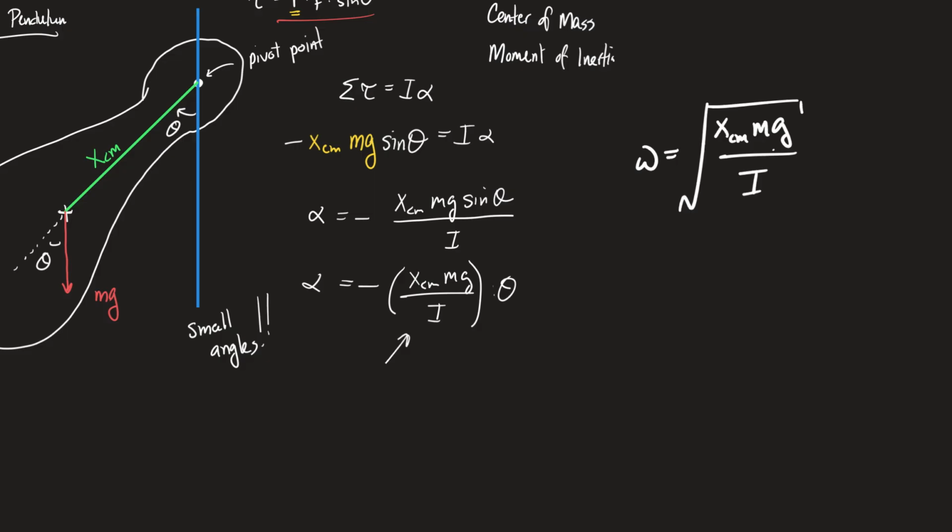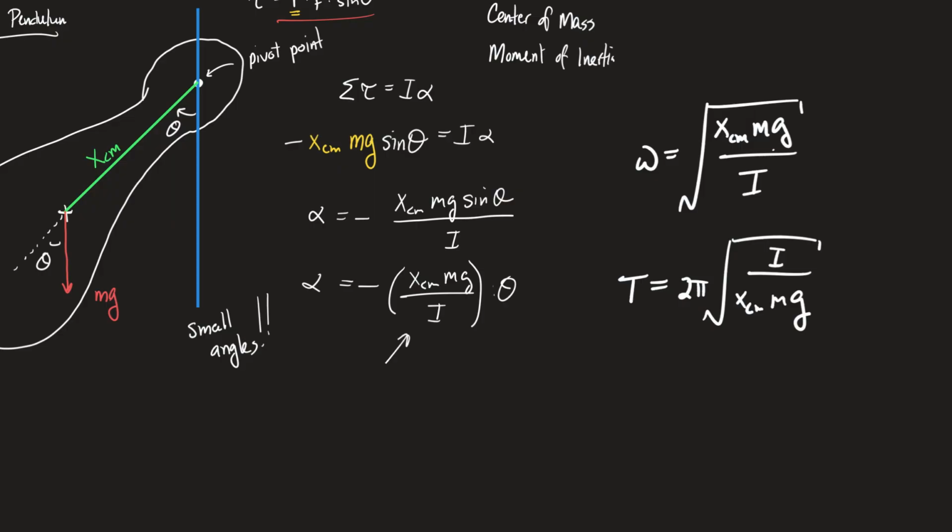No big deal. Just a couple things. Remember, the period is 2 pi divided by omega. So 2 pi times square root of I over xcm mg. If you want frequency, you could have done frequency. We just tend to do period.